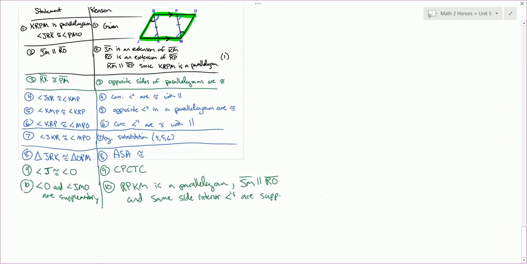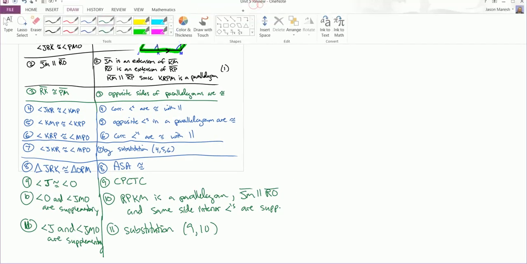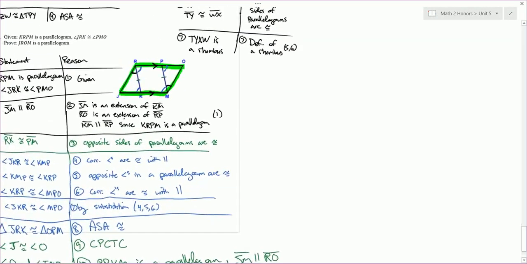And then finish this off just about. Oops, that should be 11. Angle J and angle JMO are supplementary, using substitution, using 9 and 10. Running out of space here, I'm going to move over here.